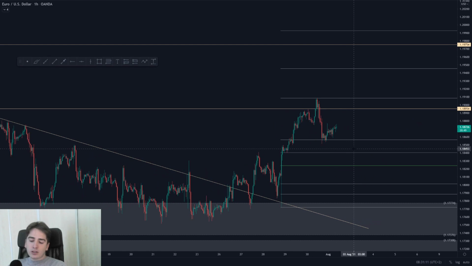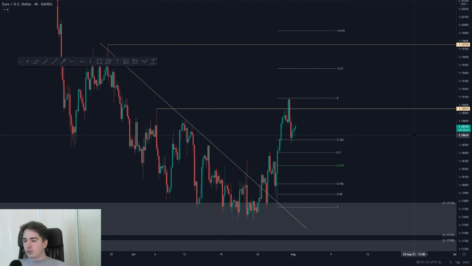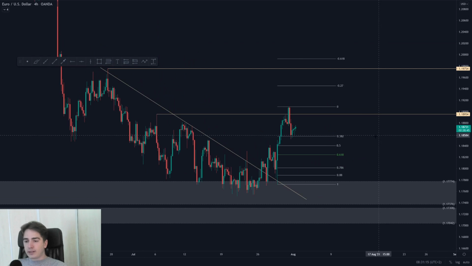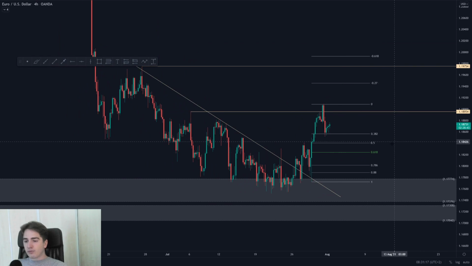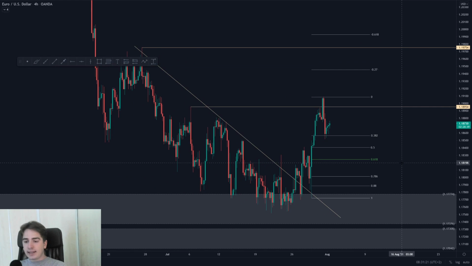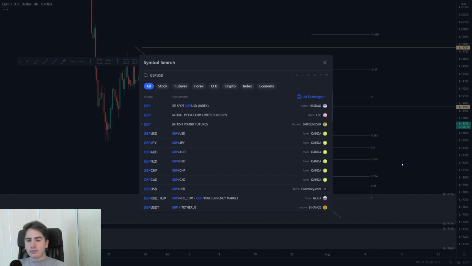If the pullback doesn't come, I guess it doesn't come and it will just go, but I'm not going to FOMO into this trade at all. Just waiting for a price pattern to form, potentially a little bit of a deeper pullback to then get in. Yep. So that is it for euro dollar. Let's head over to pound dollar.